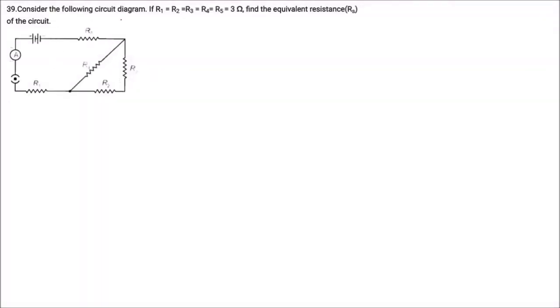Consider the following circuit diagram. R1, R2, R3, R4, R5 are 3 ohm. We have to find the equivalent resistance. So what is happening here is these two are in series. Now the resultant will be in parallel with this one. And finally these 3 will be in series. This is how we have to find out.